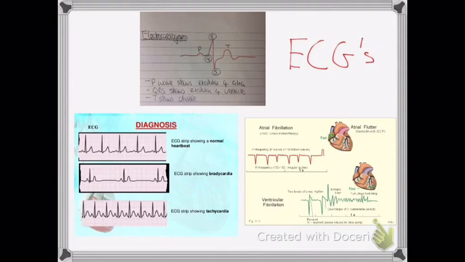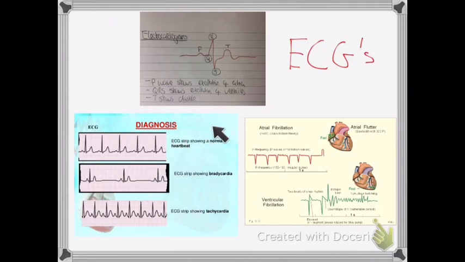Now let's look at ECGs. There are three main things to look at. You've got the P wave, which shows excitation of atria, the QRS complex, which shows excitation of ventricles, and the T wave, which shows diastole or distal. And that's shown here. Once again, let's take it from my notes. There are some ECGs you need to learn.